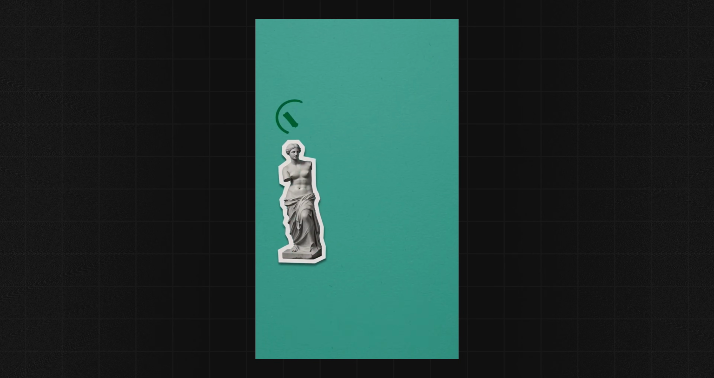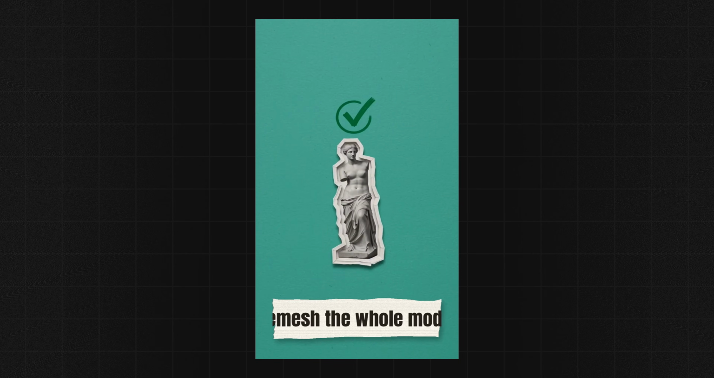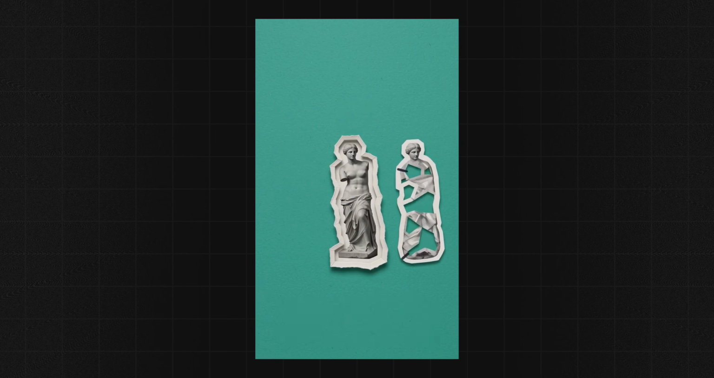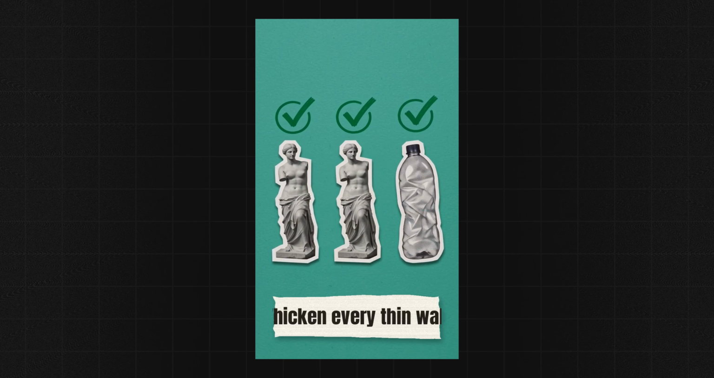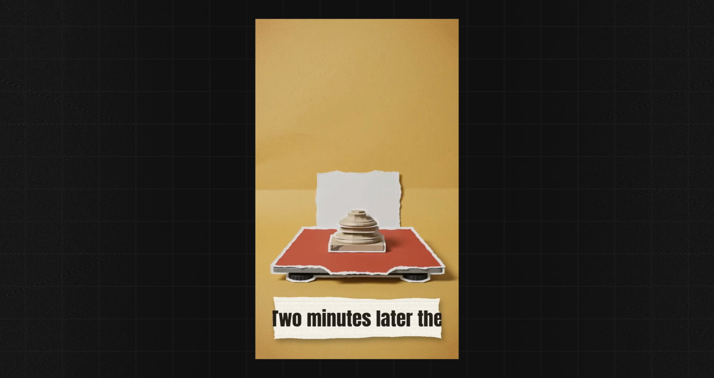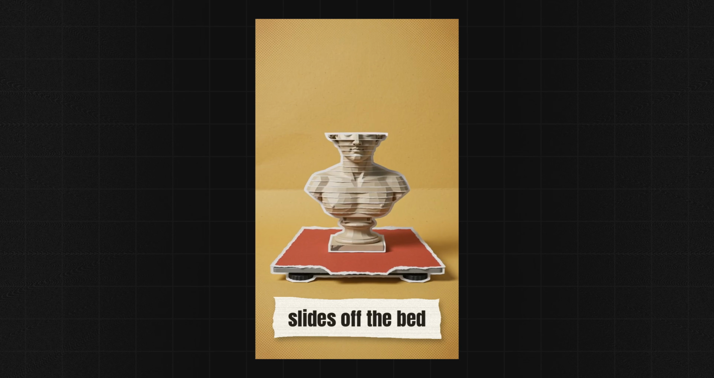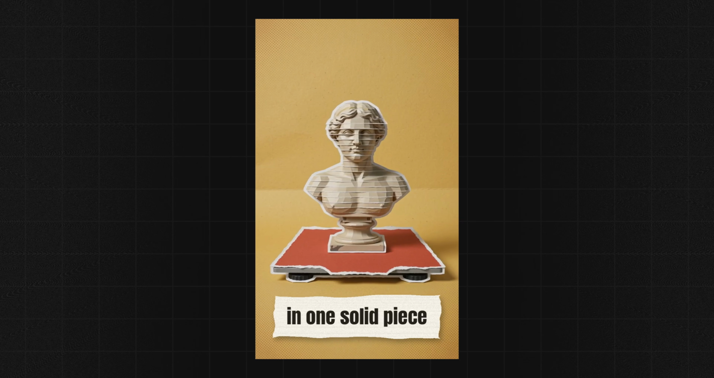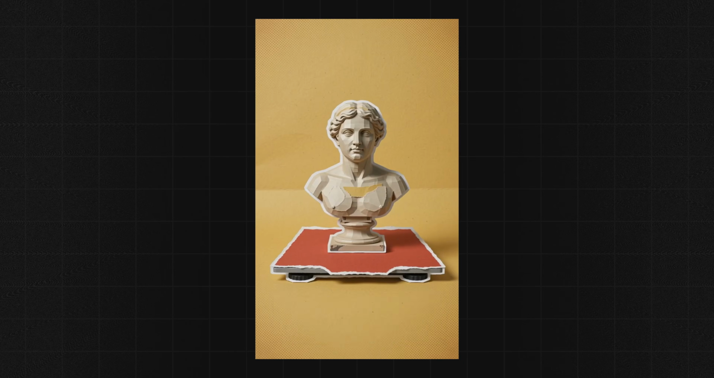Here's the fix, and it's quick. Remesh the whole model into one clean, solid surface. Thicken every thin wall, then run a final manifold repair. 2 minutes later, the same model that failed slides off the bed in one solid piece. Printable every single time. What do you think?